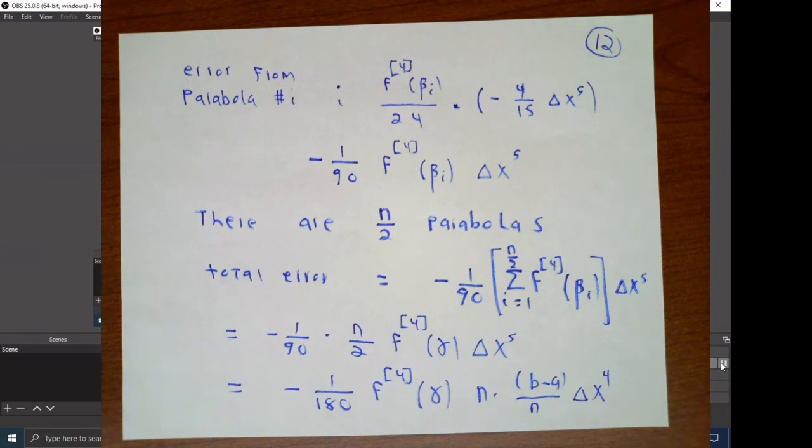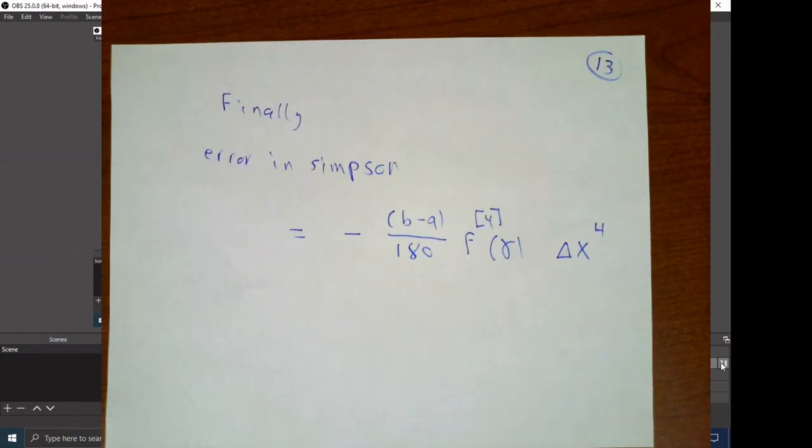Using the same fact that we've used before, I can write the sum in the brackets as n over 2 times some value of the fourth derivative. Doing as we did before, split one of the 5 factors of delta x out and write it as b minus a over n. Simplify, and we obtain what's the usual formula given for the error in Simpson's rule. This was quite tricky because it was centered.